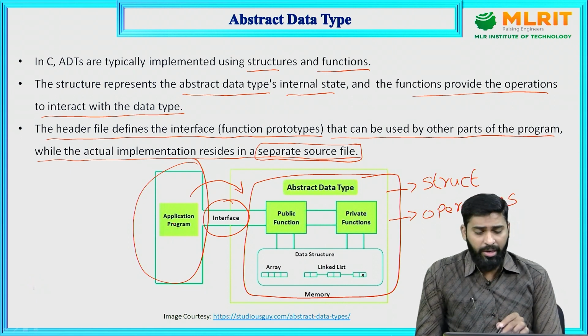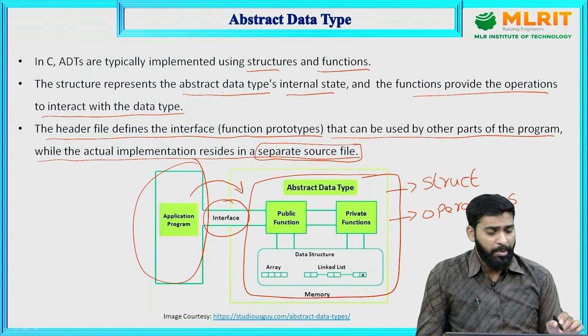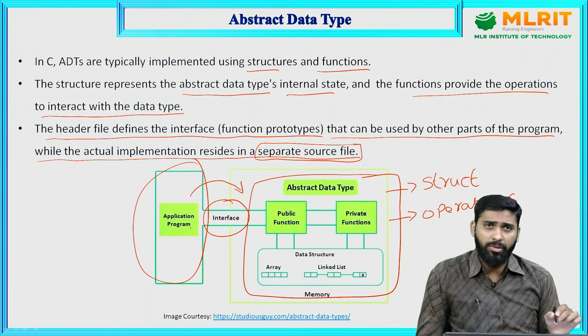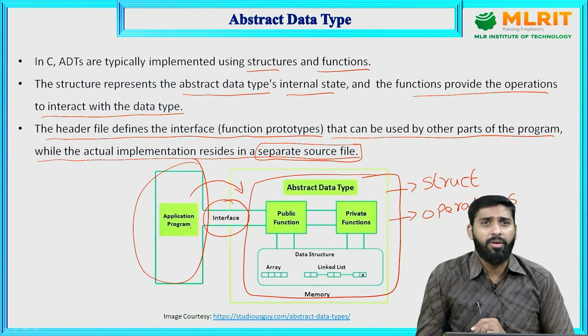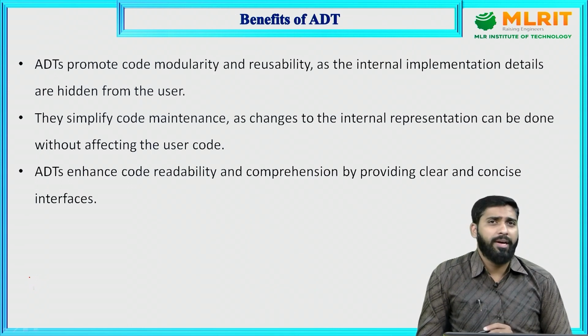The header file defines the interface. stdio.h is an interface that can be used by other parts of the program. So this application program will access the header file through the interface stdio.h. Okay, so now the benefits of abstract data types.